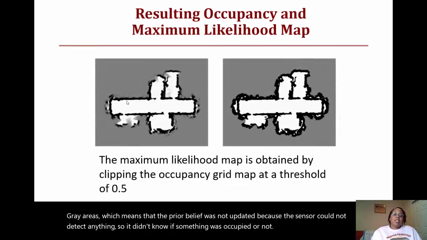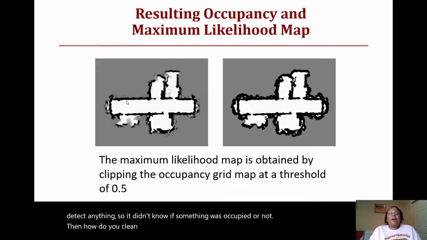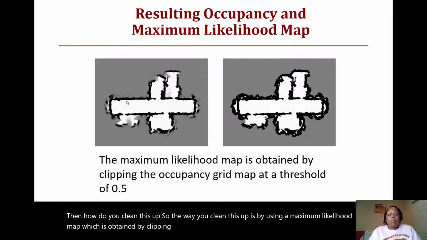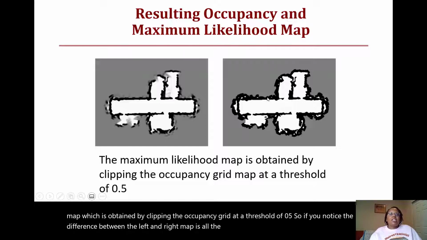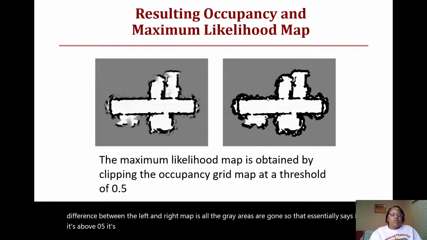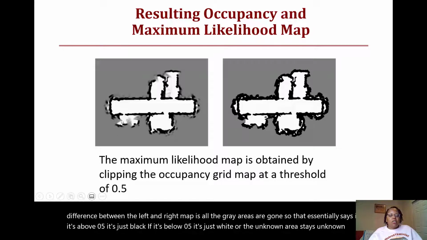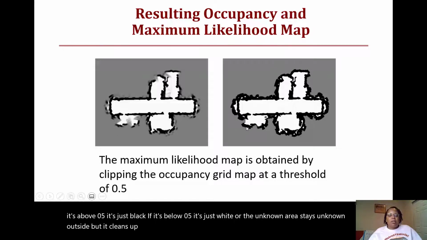So then how do you clean this up? The way you clean this up is by using a maximum likelihood map, which is obtained by clipping the occupancy grid at a threshold of 0.5. So if you notice, the difference between the left and right map is all the gray areas are gone. So that essentially says if it's above 0.5, it's just black. If it's below 0.5, it's just white, or the unknown area stays unknown outside, but it cleans up all of this over here and it assigned them a value that was either black or white, but no gray.